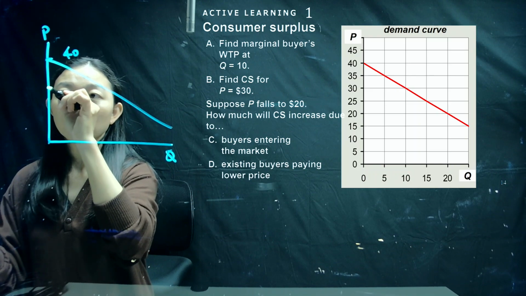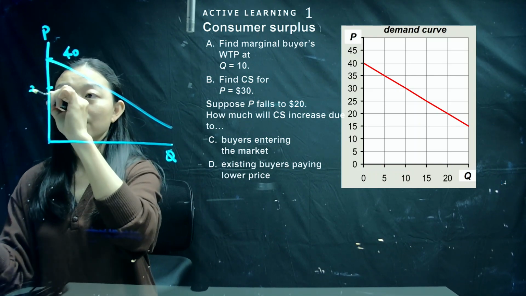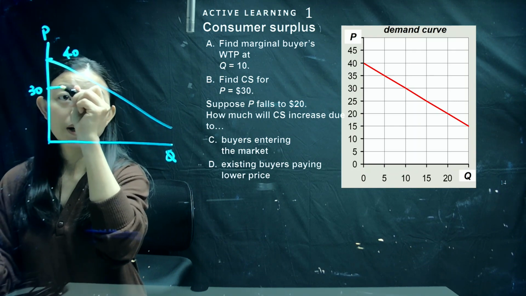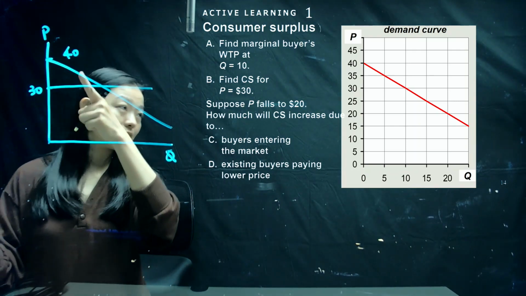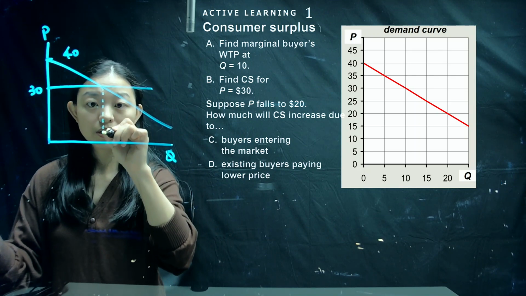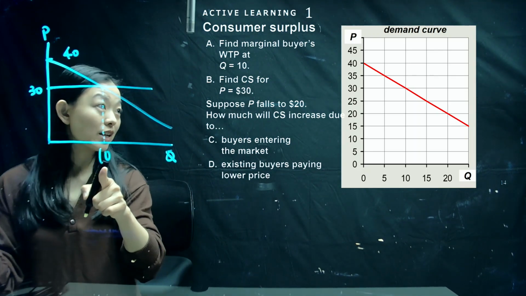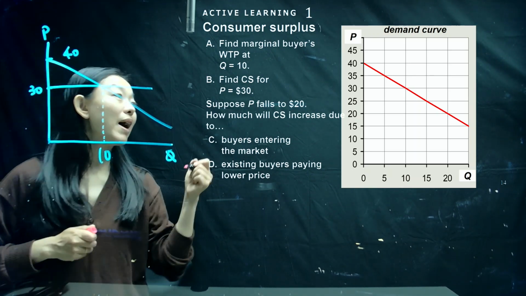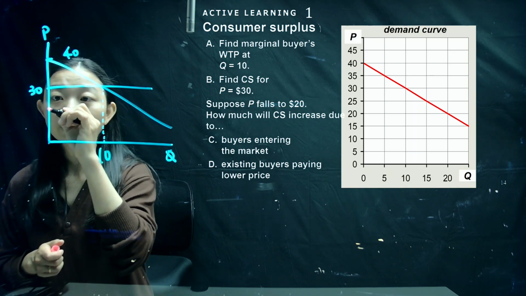$40. Originally, the market price is $30, right? And I already asked you, please draw a horizontal line across this demand graph, and you can find out the intersection point here, which gives you a quantity demanded equal to 10 units, right? And now it says the market price decreased to $20.